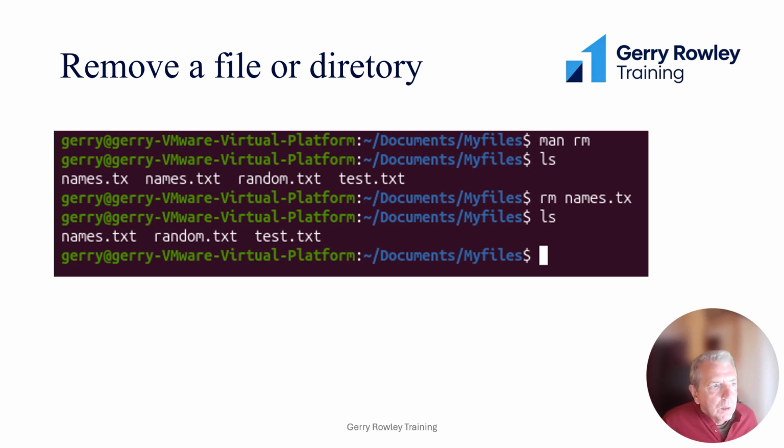Earlier on, I did a mistype and I typed names.tx, so I want to remove that file. And the command I use is rm, remove, space names.txt. You can remove directories, but in order to remove a directory, you have to empty it first, unless you force it. So the easy way is just go into the directory, remove all the files, and then go back out and remove the directory.